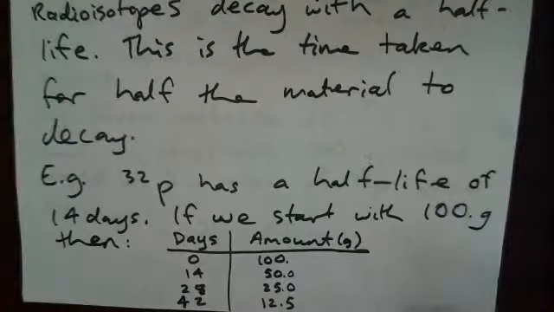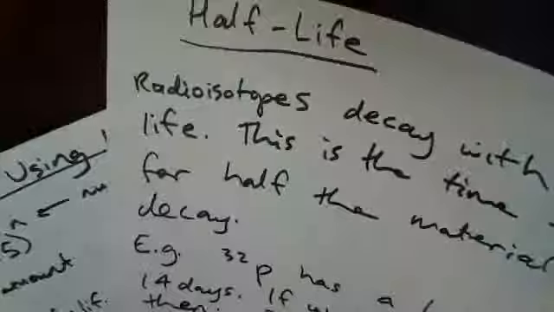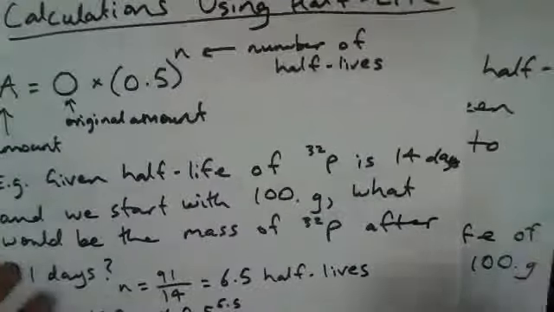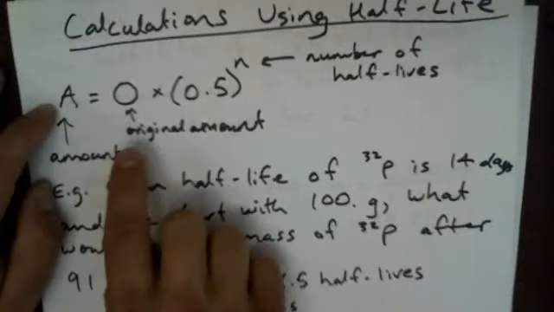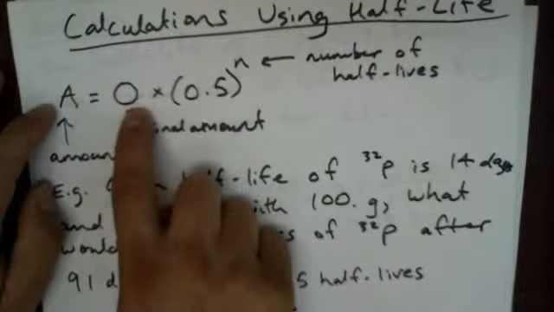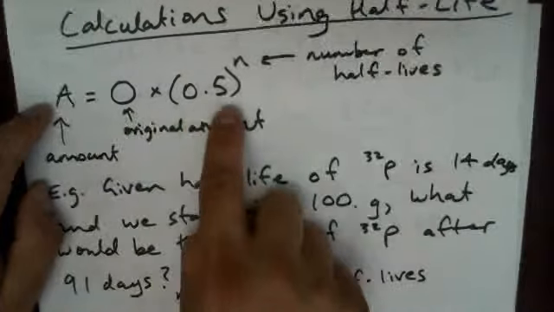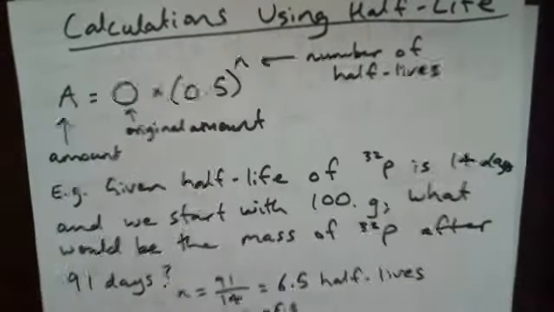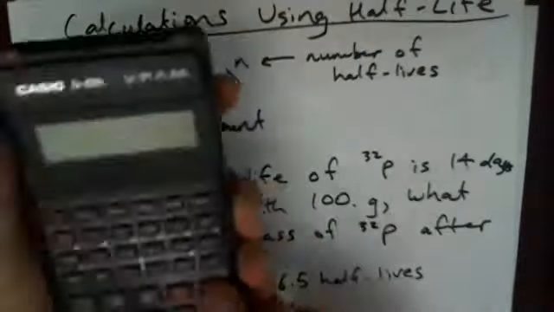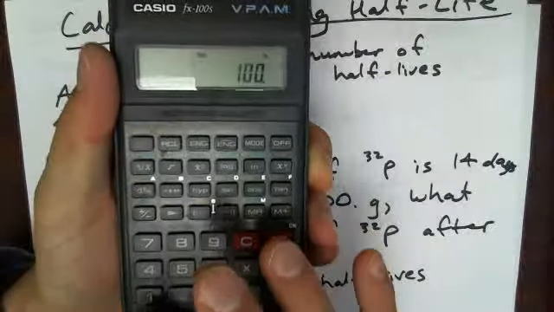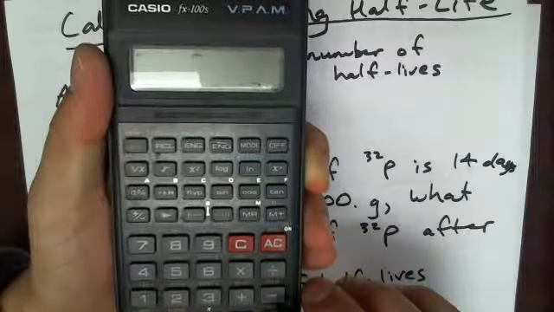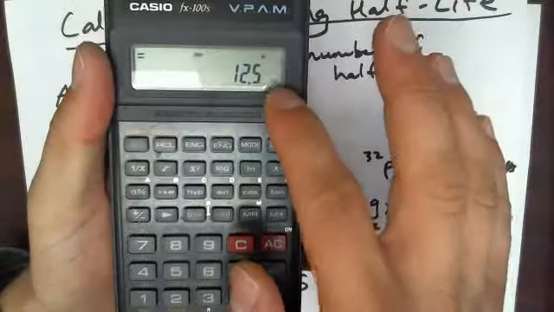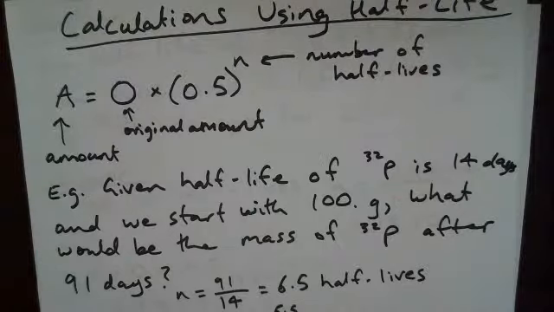So if we use the 42 days, we know that we've gone through 3 half-lives. Using this formula, the amount I'd have left would be the original amount, which is the 100 grams, times 0.5 to the power of 3. So 100 times 0.5 to the power of 3 gives us our 12.5 grams, which is what we had on that previous table.